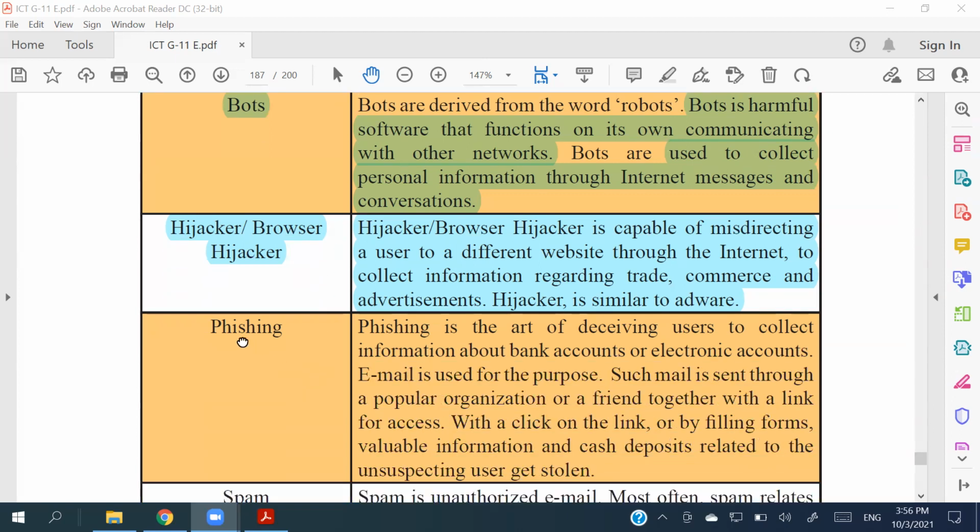Right. So regarding the phishing, yeah, better write this.